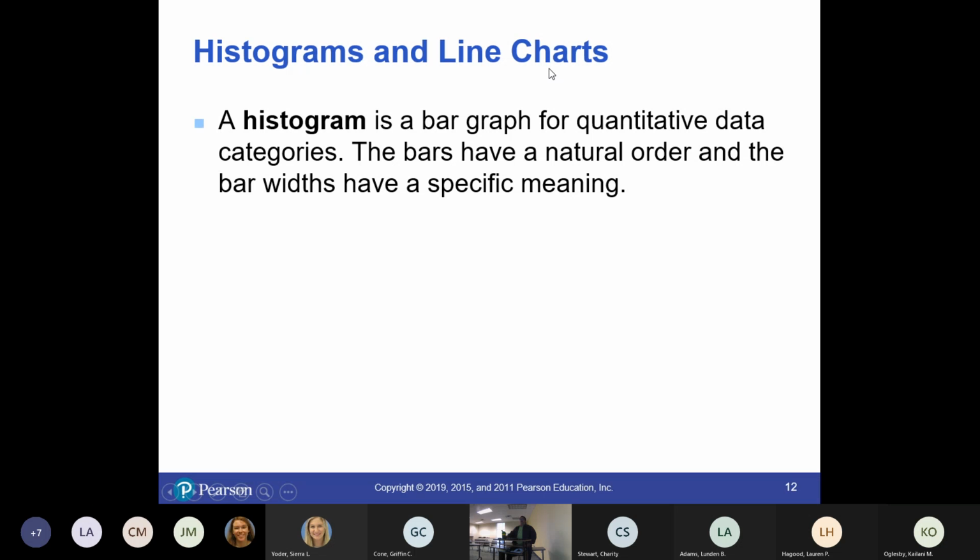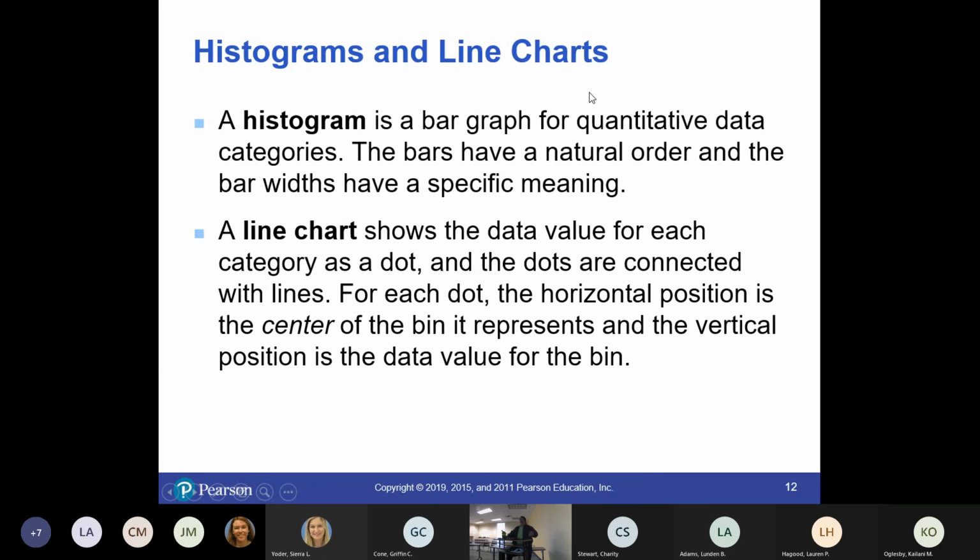There's the histogram. Here's a histogram. Okay, now tell me what the difference in a bar chart is. A bar graph is for quantitative data categories. The bars have a natural order and the bar widths have a specific meaning.